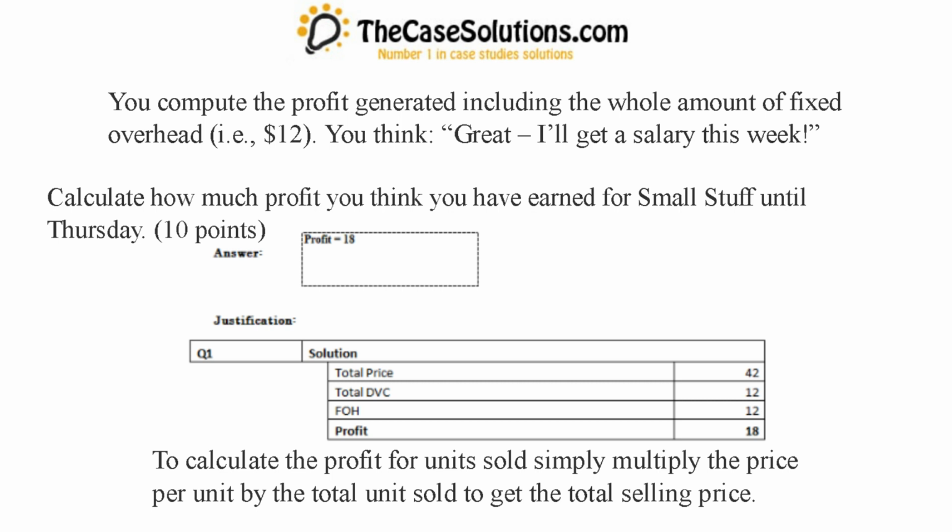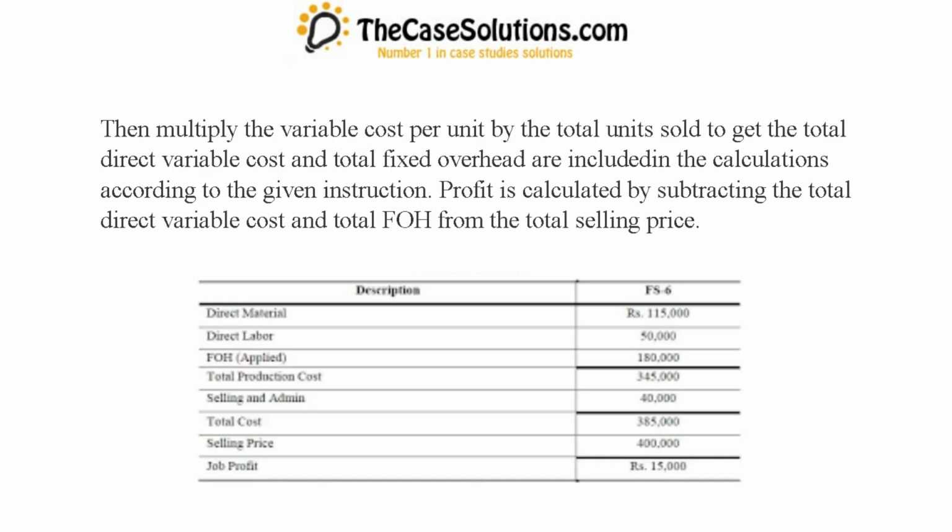10 points. To calculate the profit for units sold, simply multiply the price per unit by the total units sold to get the total selling price. Then multiply the variable cost per unit by the total units sold to get the total direct variable cost, and total fixed overhead are included in the calculations according to the given instruction. Profit is calculated by subtracting the total direct variable cost and total FOH from the total selling price.